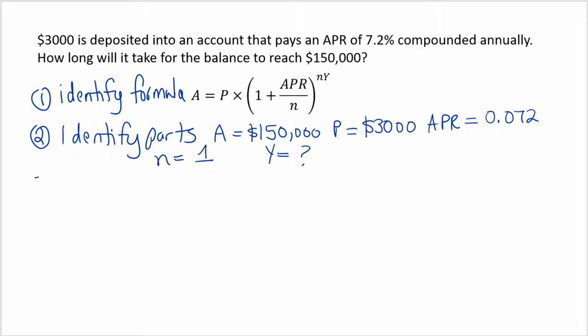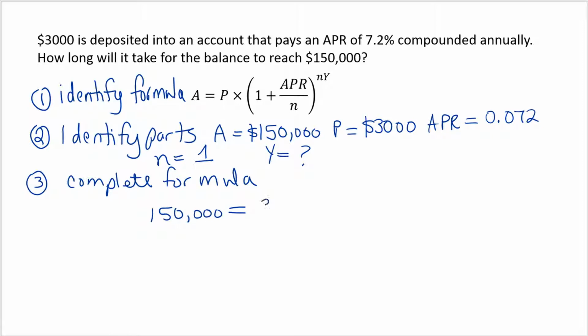We've identified the formula, identified parts. Next, let's complete the formula with the values. So we're going to put this together. We will have 150,000 is equal to principal of 3,000 times (1 plus the APR of 0.072 divided by 1). It is compounded annually, to the power of 1 times Y, and the unknown is in the exponent.